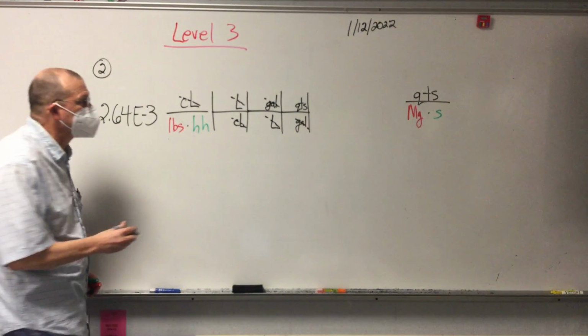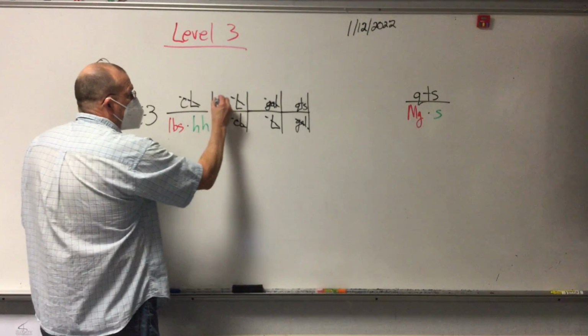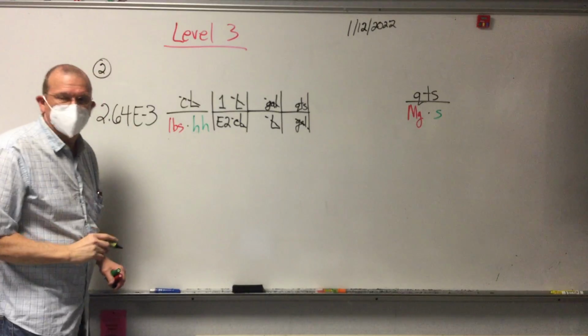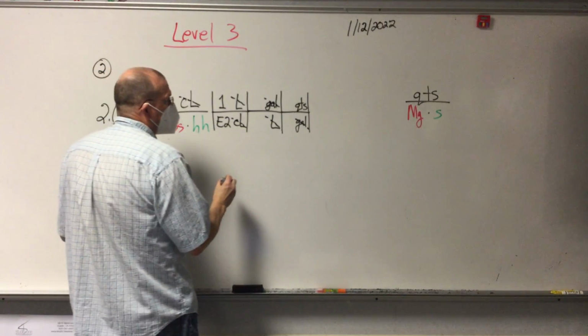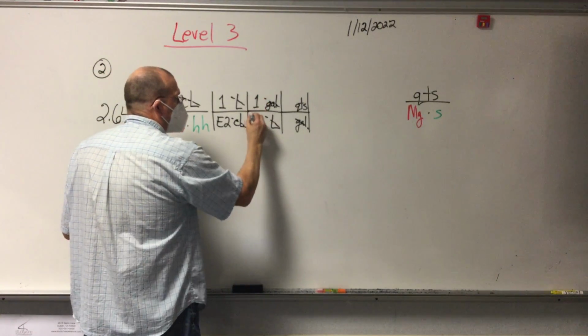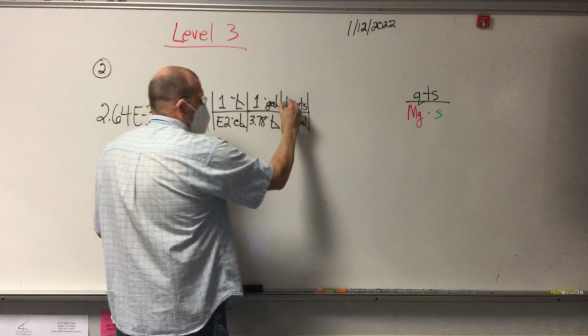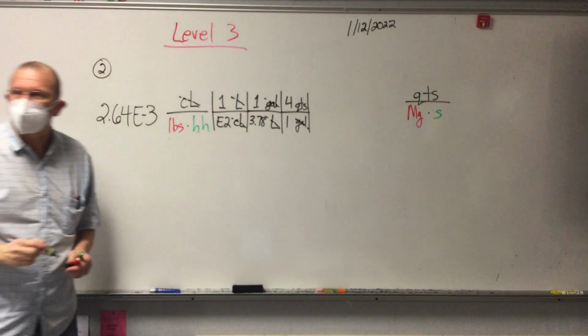Sure. Okay. So 1 liter is E2, and then 1 gallon is 3.78 liters, and then 4 quarts is 1 gallon. Okay. So we got our right numbers.